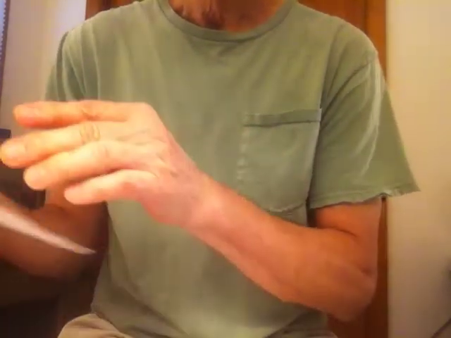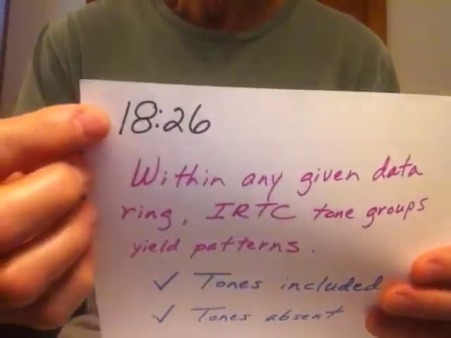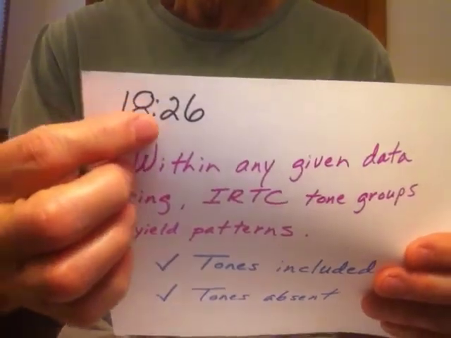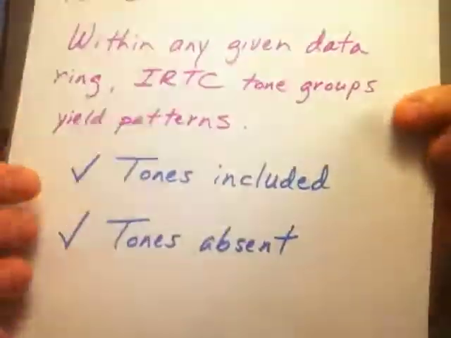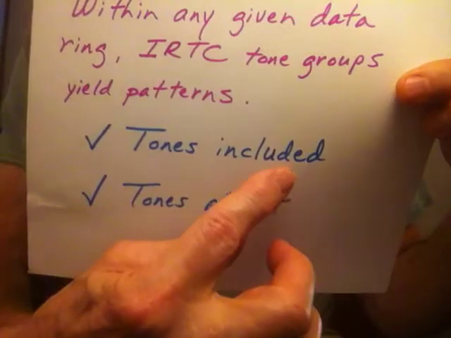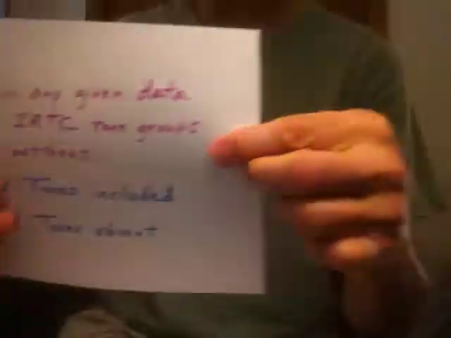in that first video called Introduction, at about the 18-minute and 26-second point, I said this. I said, within any given data ring, intra-ring tri-cell tone groups yield patterns. And I talked about the tones that were included, and I talked about the tones that were absent.